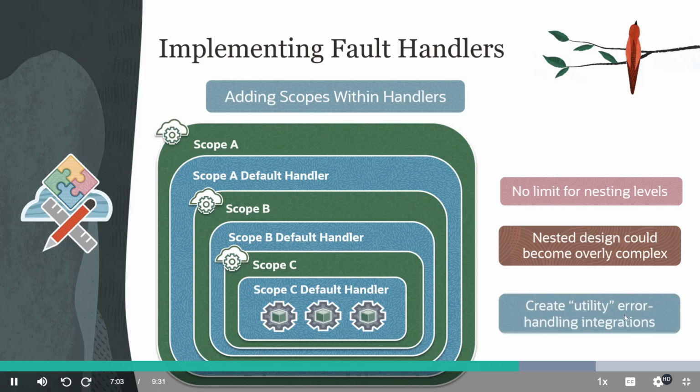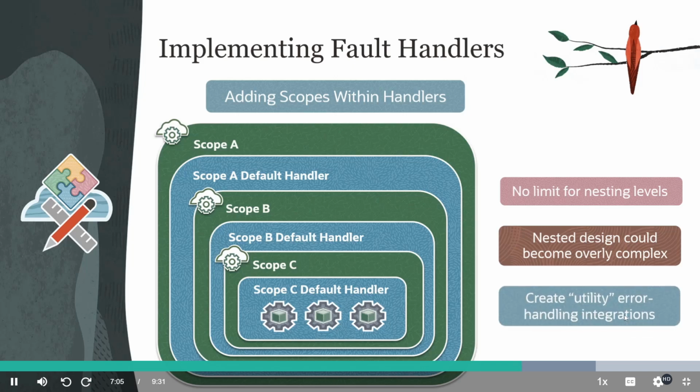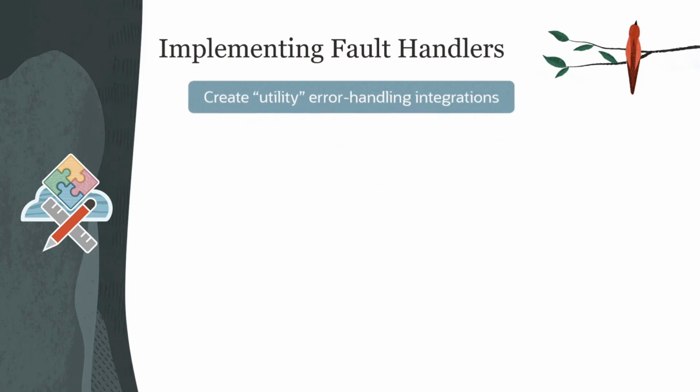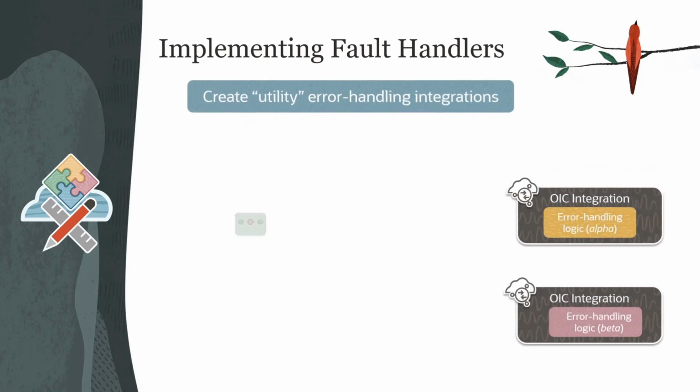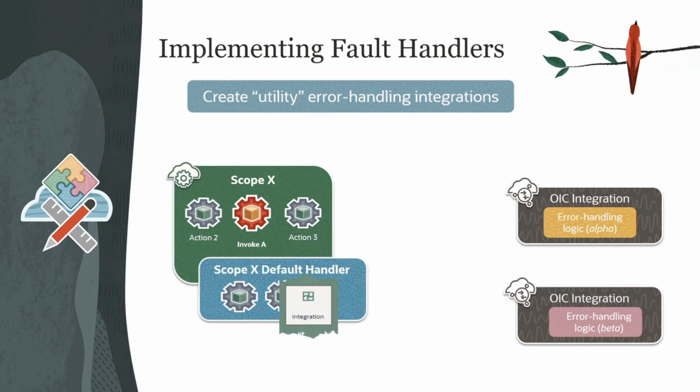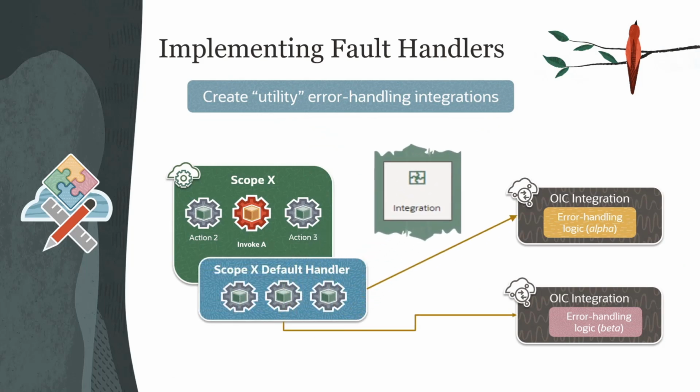Instead of many layers of nested fault handling logic, a best practice, if possible, is to design one or more separate error handling integrations that you could invoke using the local integration call action. The idea is that you create these utility integrations that perform some sort of specific fault handling logic, then you could call it from your fault handler as opposed to having to embed all that logic nested inside of your integration flow. And some of these could also be reused by other integrations.